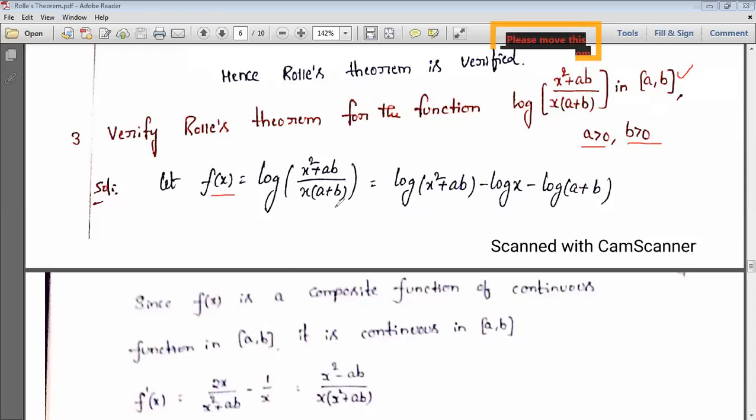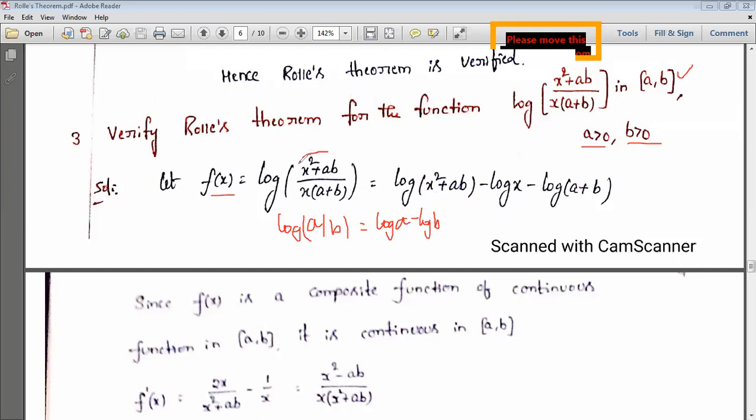Here f(x) is equal to log of (x square plus ab) by (x into (a plus b)). This is a logarithmic function, and we already know that a logarithmic function is continuous as well as differentiable. But applying the derivative directly takes a lot of time, and you may get confused. So we simply split it into different terms by applying the formula log a by b is equal to log a minus log b.